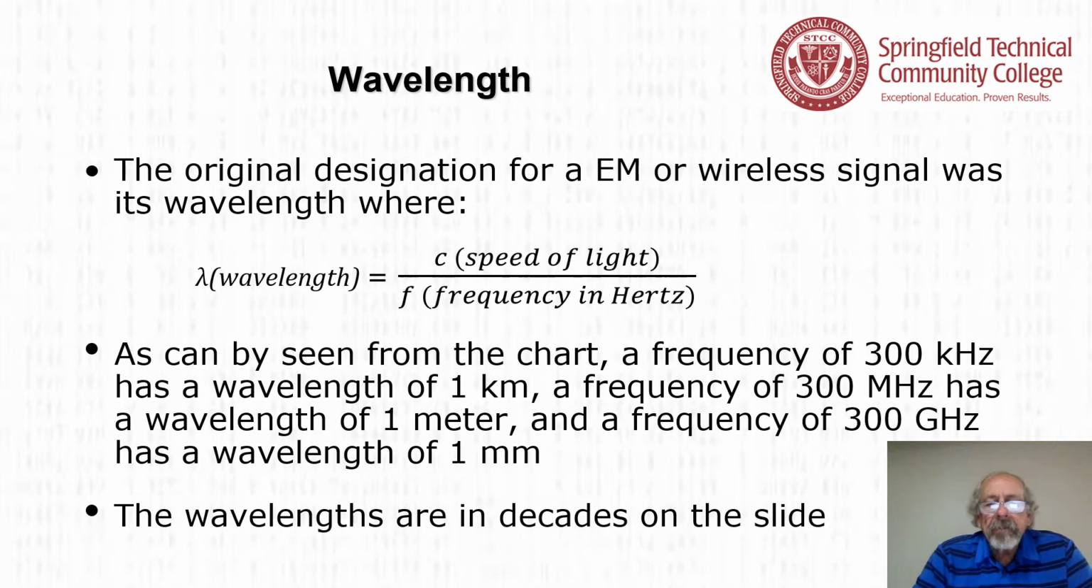So here's an equation for wavelengths, how you can figure it out. Wavelength is equal to c, the speed of light, divided by f, the frequency in hertz. If you look back at that chart, a frequency of 300 kilohertz had a wavelength of 1 kilometer. A frequency of 300 megahertz is a wavelength of 1 meter, and a frequency of 300 gigahertz, a wavelength of 1 millimeter. The wavelengths are in decades on the slide.